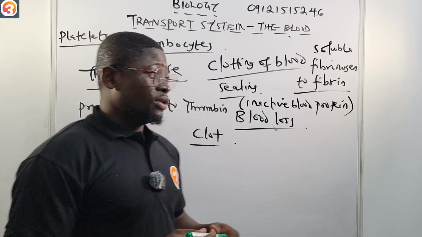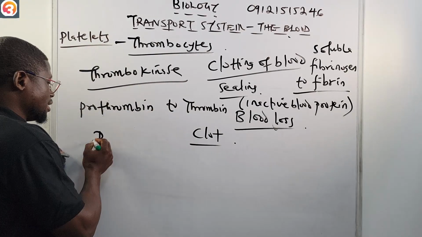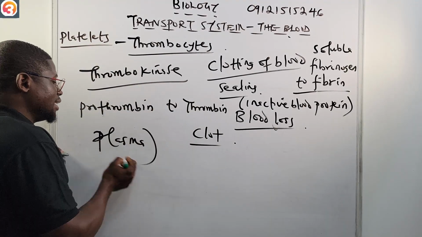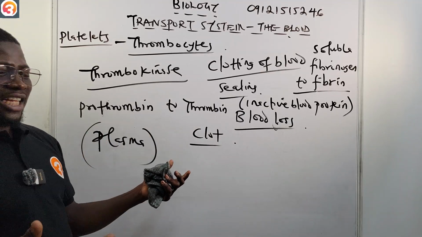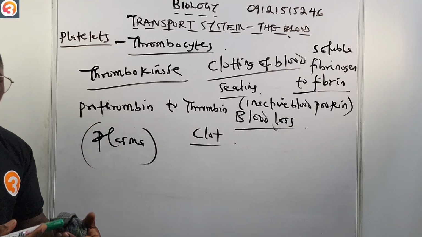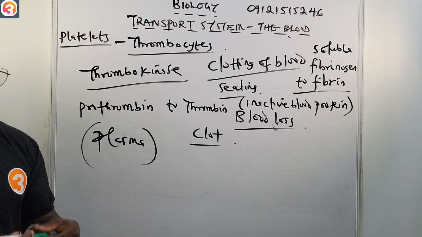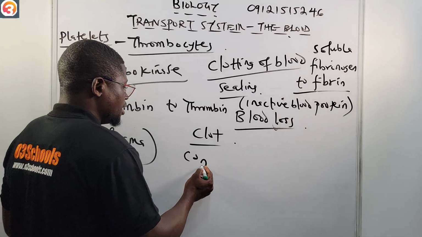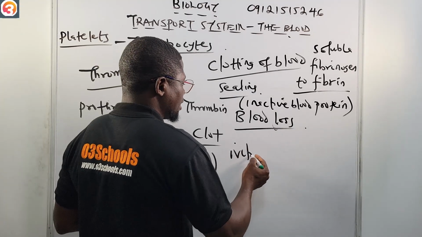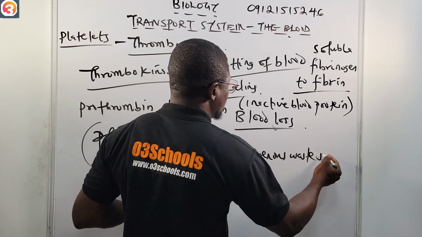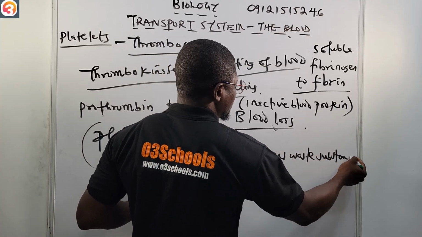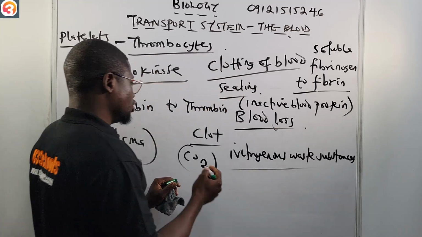We'll look at the fluid part, which is the plasma, the yellowish fluid that helps to transport some amount of food, and is also responsible for transporting carbon dioxide and nitrogenous waste substances away from the body. That is the function of plasma.